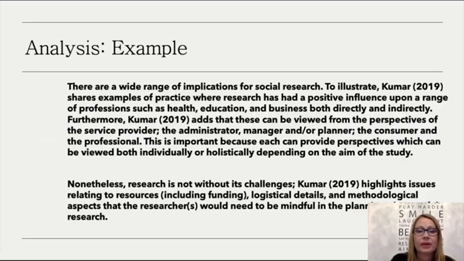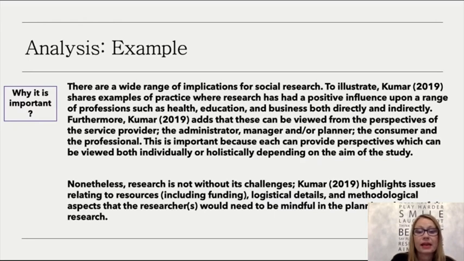I've got another example here of analysis. I'm not going to read all of this, so take a moment to read this, pause the video to look, and then I'll share with you where some analysis is happening here. So that first paragraph then, there are a wide range of implications for social research. So here we are starting to explore why this is important. Implications can be positive, they can be negative. So it's another way of responding to benefits, for example, but we're starting to share why it's important.